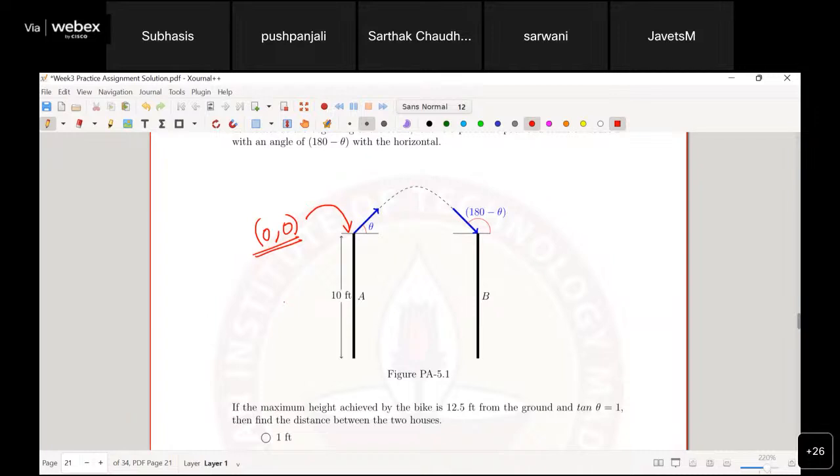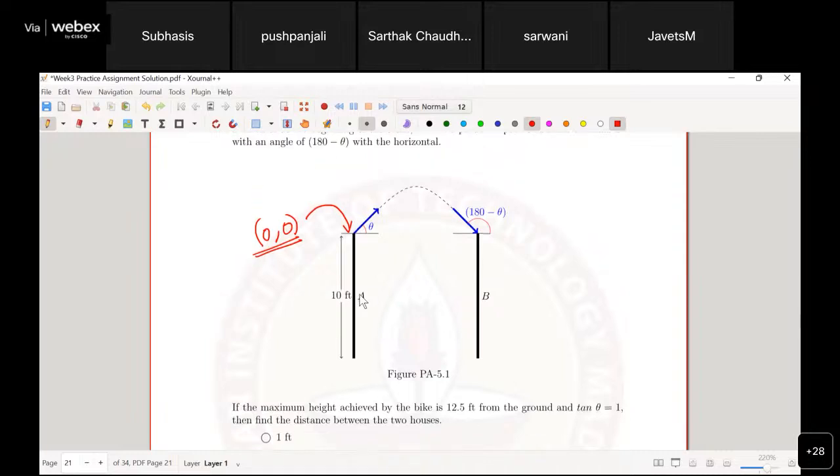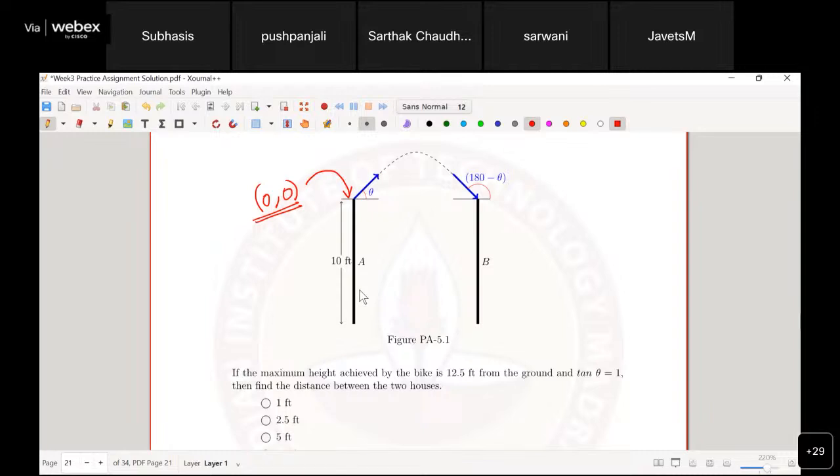I have one more doubt related to the same question. At first, I tried a trigonometric approach. I took the height to be 2.5, which is basically 12.5 feet minus 10 feet, and tan theta to be 1, and the base came out to be 2.5 because tan theta is 1. So the distance between A and B came out to be 5 instead of 10.